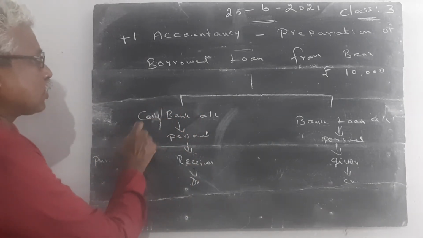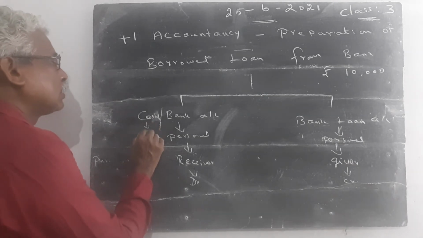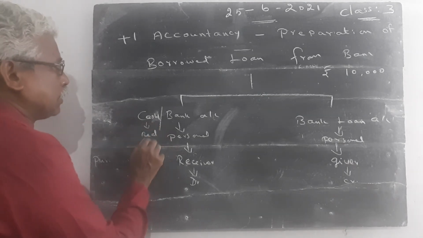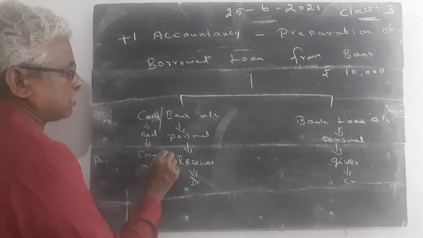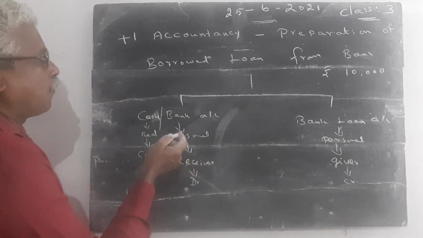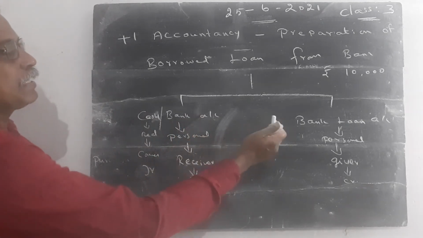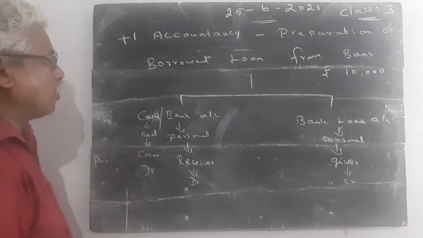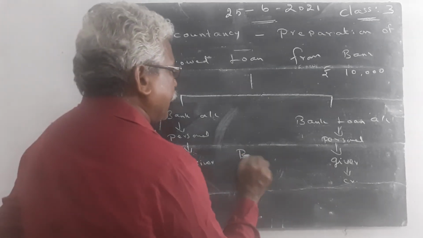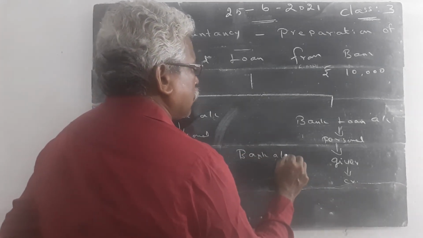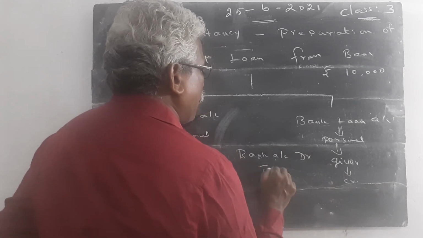If it is a cash account, it is a real account. Cash comes in. Debit what comes in. On behalf of us, the banker received the amount into our bank account. So the journal entry is bank account debtor to bank loan account.